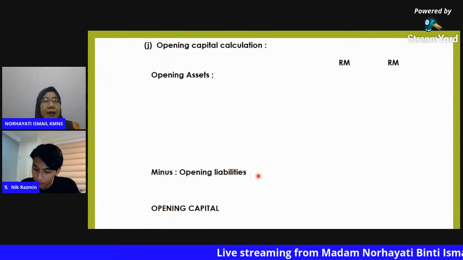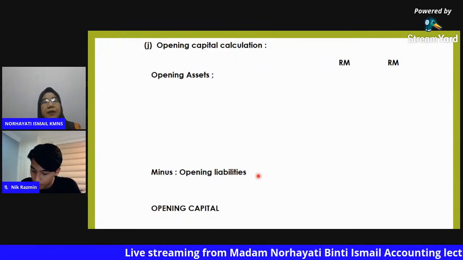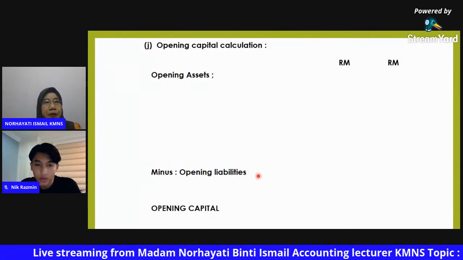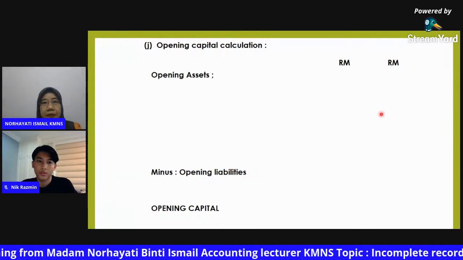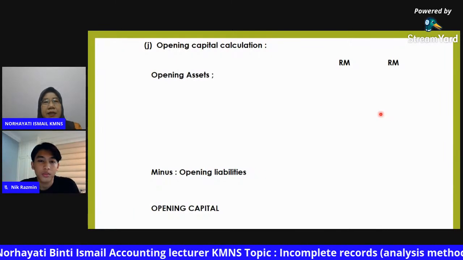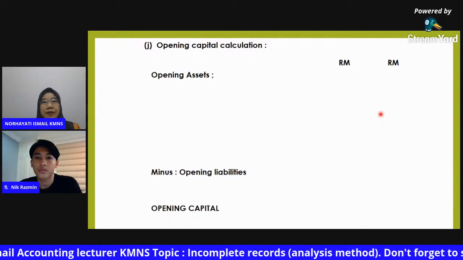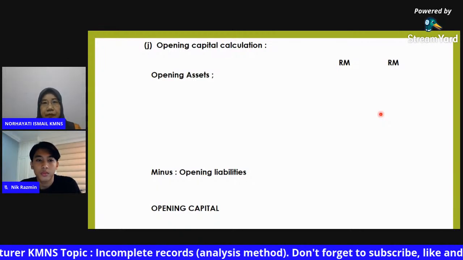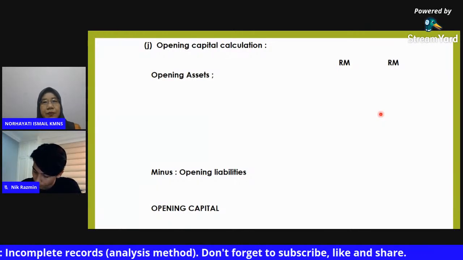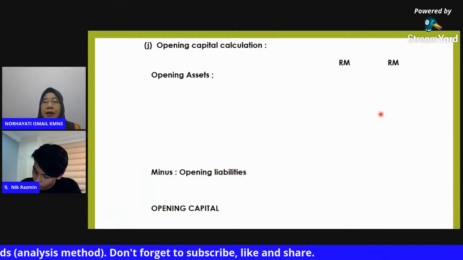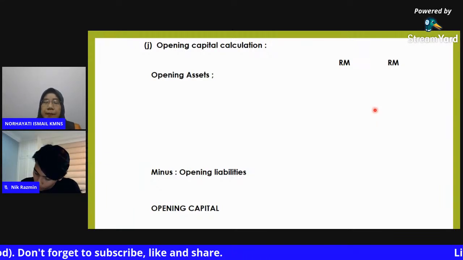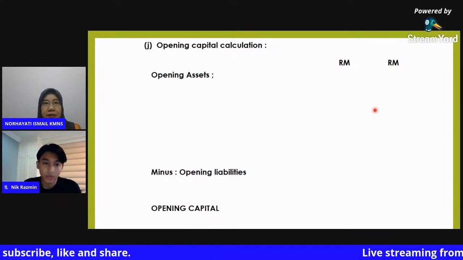Now, the next step. So we have prepared accounts receivable. The second one, we have prepared accounts payable, and we have made an adjustment for expenses and revenue, and then we have made an adjustment for depreciation and for bad debts.